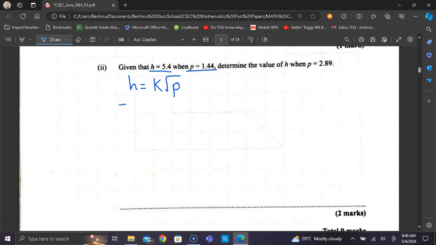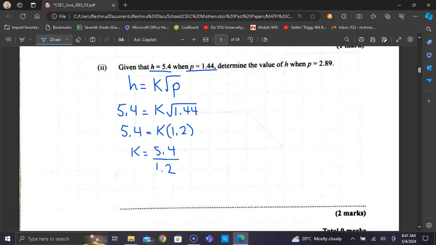So h is 5.4, so we have 5.4 is equal to k times the square root of p, which is 1.44. So using our calculator, the square root of 1.44 is 1.2. So we have 5.4 is equal to k times 1.2. So k will therefore be 5.4 divided by 1.2, which is 4.5.